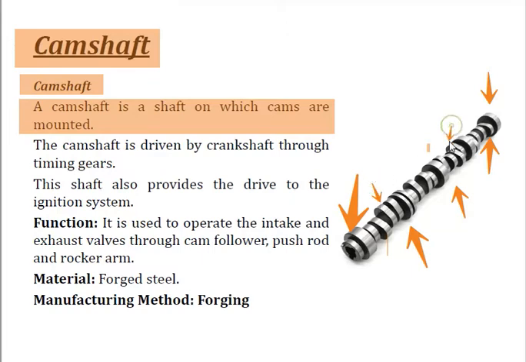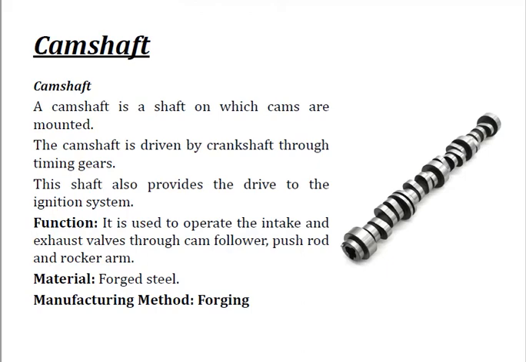You can see this. These are the cams. Now the camshaft is driven by the crankshaft through timing gears. Now how is the camshaft driven? The camshaft is driven with the help of the crankshaft. There are two methods by which the camshaft can be driven by using a crankshaft. The first is the timing gears. The second is the timing chain.